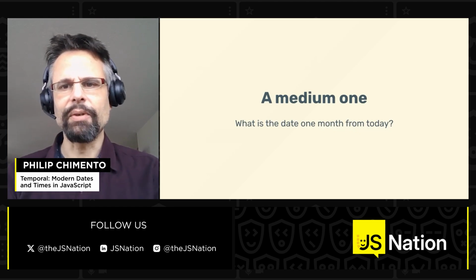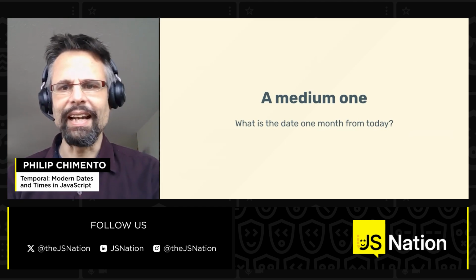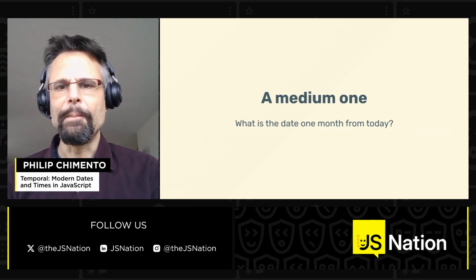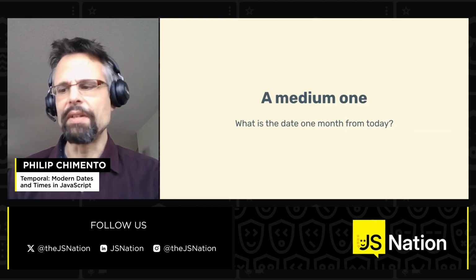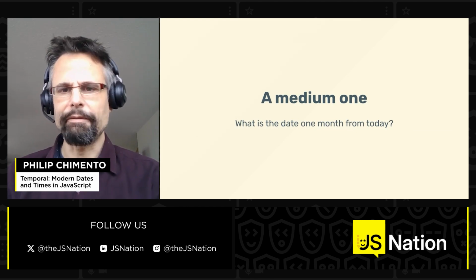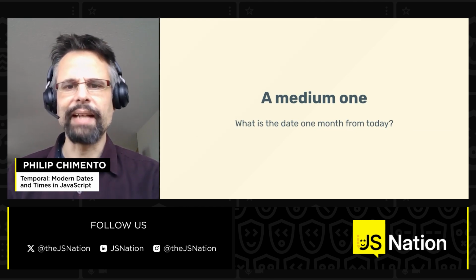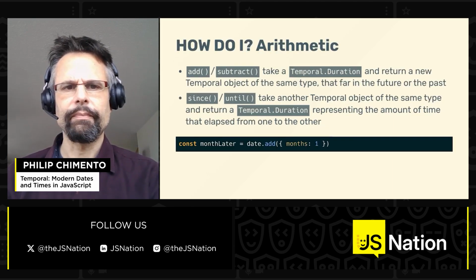So the question we have to answer for the medium task is, what is the date 1 month from today? We already saw in the previous task how to figure out what the date is today. You just use a different function from the now namespace. So let's skip that for the moment, although I'll talk more about how it interacts with calendars in a moment. So how do we add 1 month to a date?